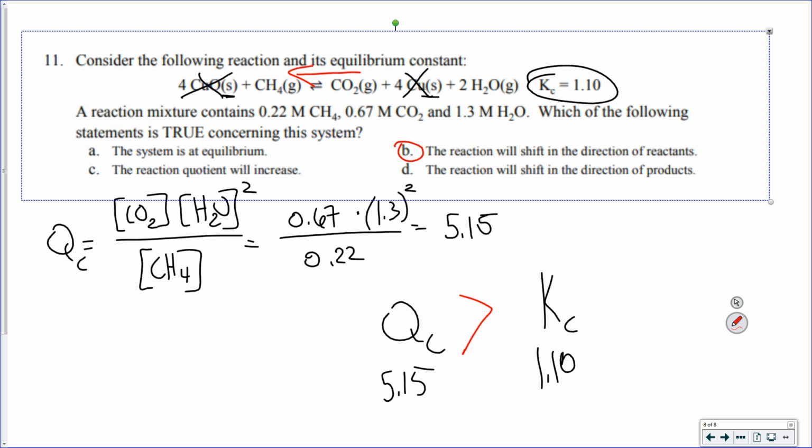C, is that even a possibility? Answer choice C. No. Now that would mean that K sub C is increasing, and the only thing that would do that is change the temperature.